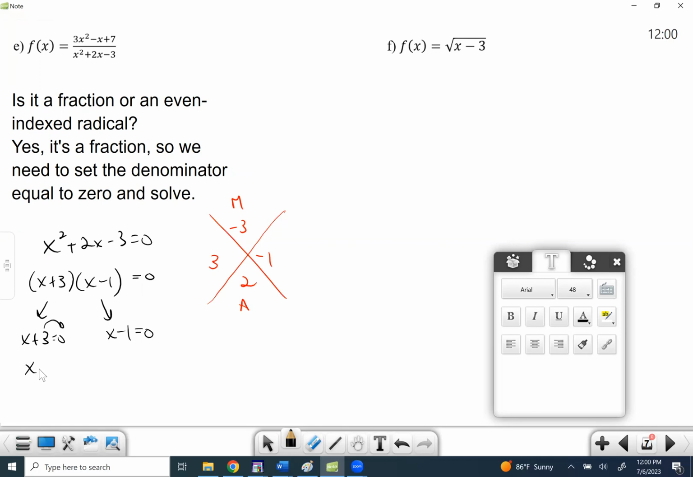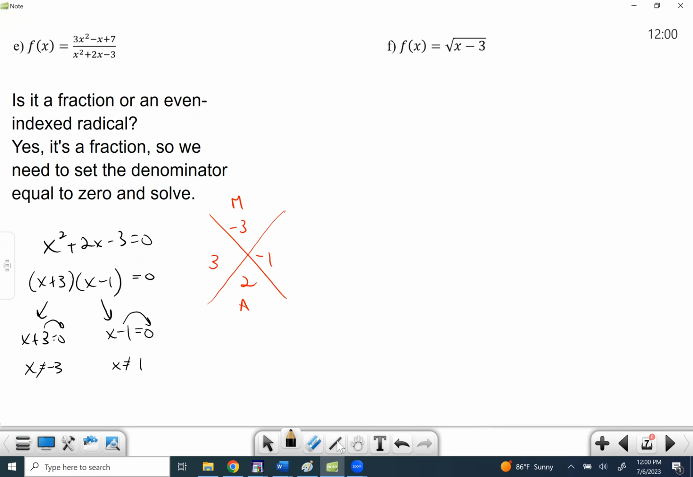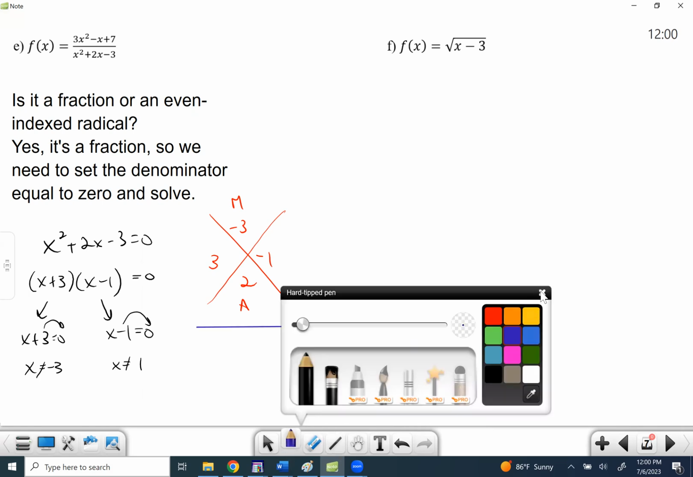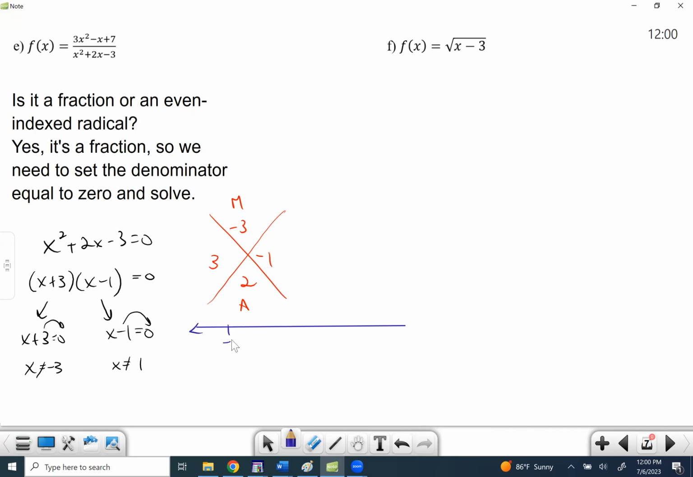So you end up getting x equals -3. That cannot be right. And then x equals +1. Those are the values it cannot be. So let's go ahead and make a little number line and remove those from the number line. -3 is a no.